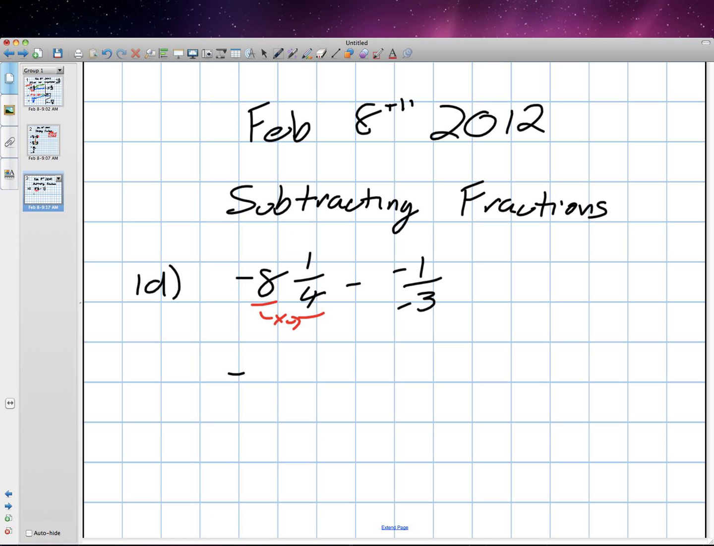Anyone know? 32, good. We take that 32 and we're going to add it to the numerator. So 32 plus 1, 33. Our denominator stays the exact same. We still have 4. Okay?